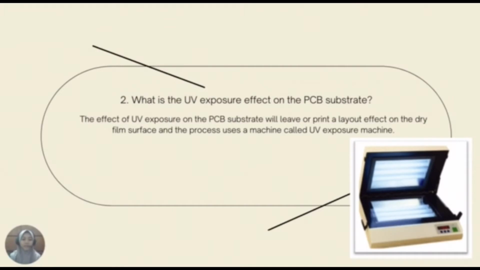Second, what is the UV exposure effect on the PCB substrate? So the effect of UV exposure on the PCB substrate will leave or print a layout effect on the dry film surface, and the process uses a machine called the UV expose machine. So this is the UV expose machine at the bottom right.